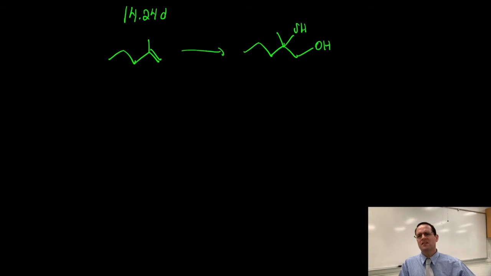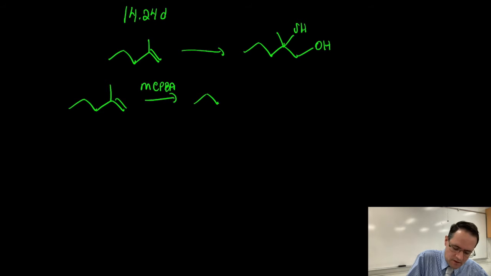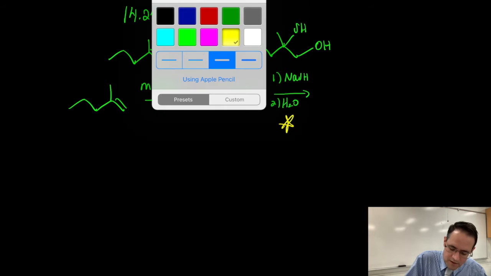Looks like the same thing, doesn't it? You're going to make an epoxide, and then we're going to have something attack, right? So let's try to do that. Let's add MCPBA. That's going to make the epoxide. And then let's add NaSH, followed by water workup.